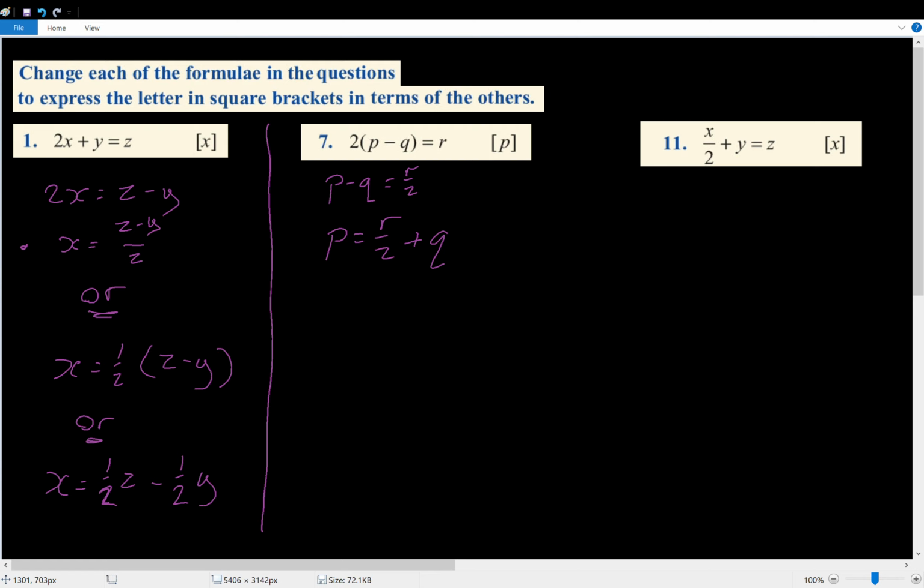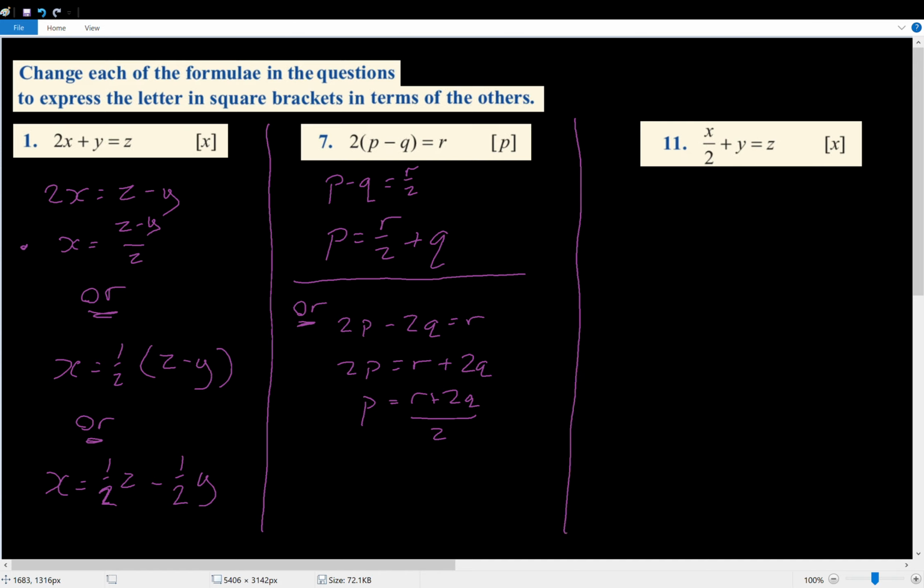We're okay, we can leave it as is. Another approach to this question, though, might have been where you multiply the brackets out first. So we end up with 2p minus 2q is equal to r. Then we move our 2q over, so we get 2p is equal to r plus 2q. And then we divide the right hand side by 2, so we end up with p is equal to r plus 2q all over 2, just like that. And that is also a perfectly satisfactory solution to this question.